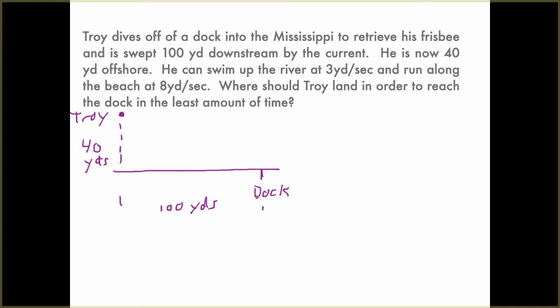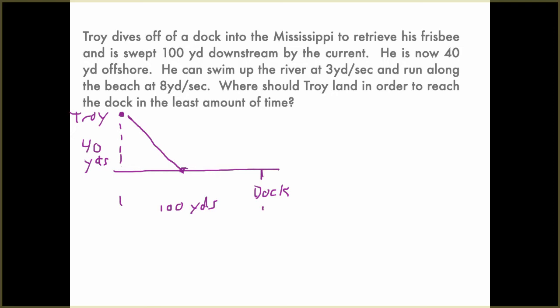All right, there are two things that Troy can do to get back to the dock. He's either going to be running along the beach or he's going to be swimming in the river. So Troy is going to try to land somewhere along the shore. He could swim all the way back to the dock. He could swim straight to the shore, the 40 yards, or he could land somewhere between the shore straight away from him and the dock.